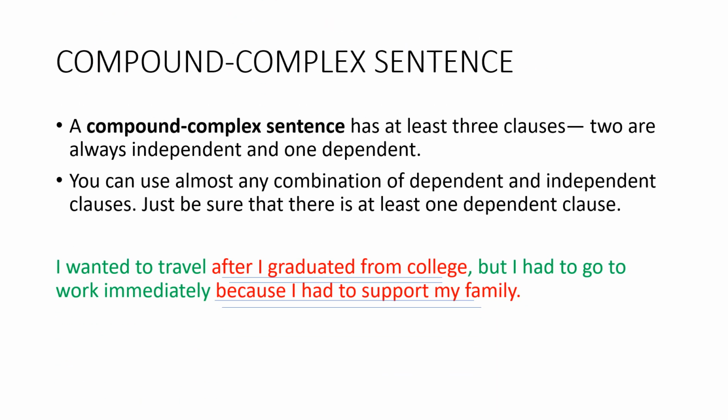Compound complex sentences. A compound complex sentence has at least three clauses. Two are always independent and one dependent. You can use almost any combination of dependent and independent clauses. Just be sure that there is at least one dependent clause. For example, I wanted to travel after I graduated from college, but I had to go to work immediately because I had to support my family. So here, after I graduated from college and because I had to support my family are two dependent clauses. All right?